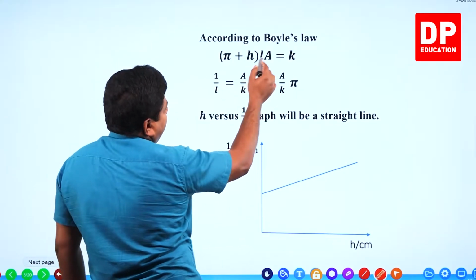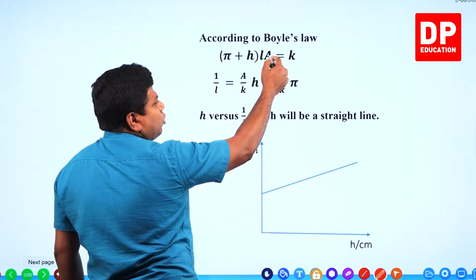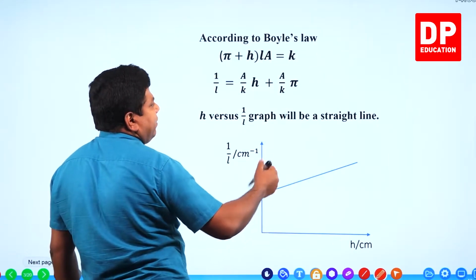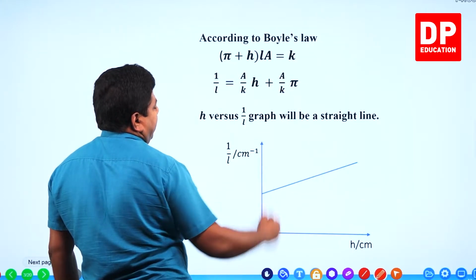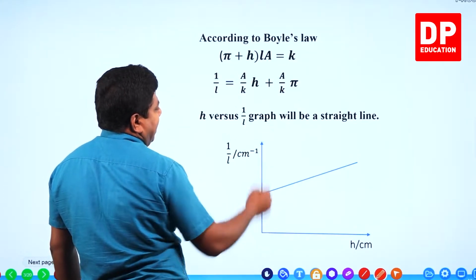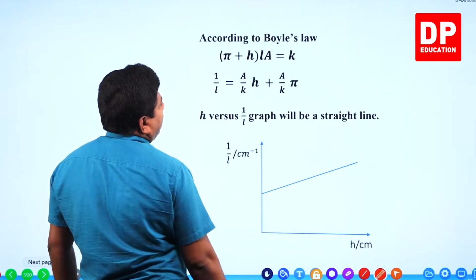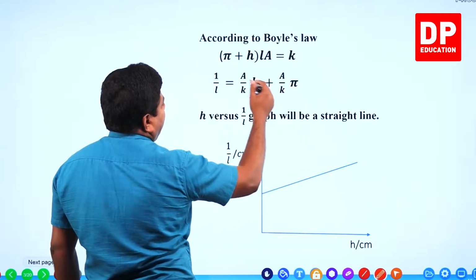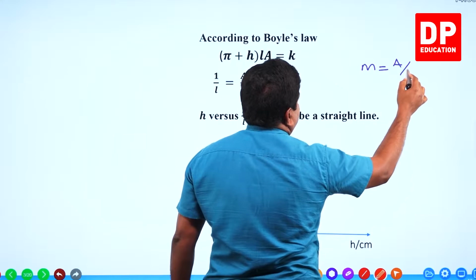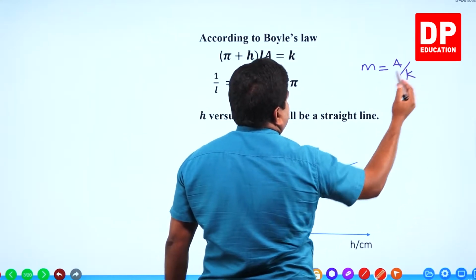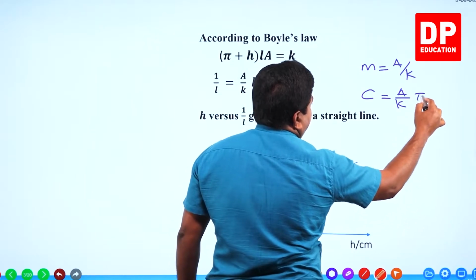Look at the theory again. (P + H) × LA. I actually took the A to the other side because A is also constant. So 1 over L equals A over K times H plus A over K times P. 1 over L on the y-axis, H on the x-axis. M is going to be A over K according to this equation. C is going to be A over K times P.